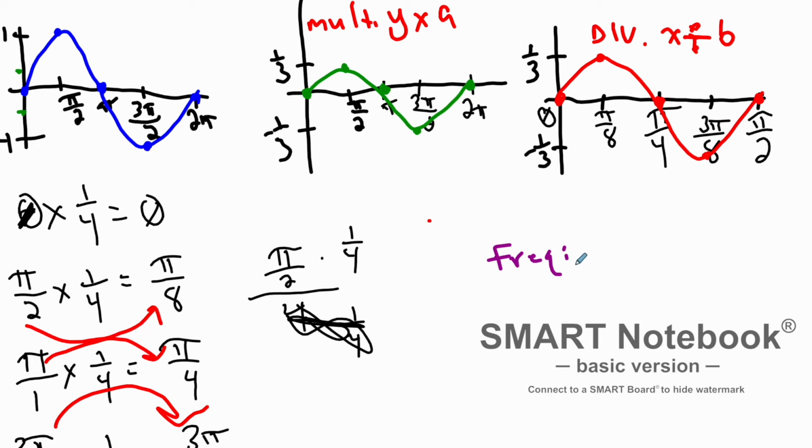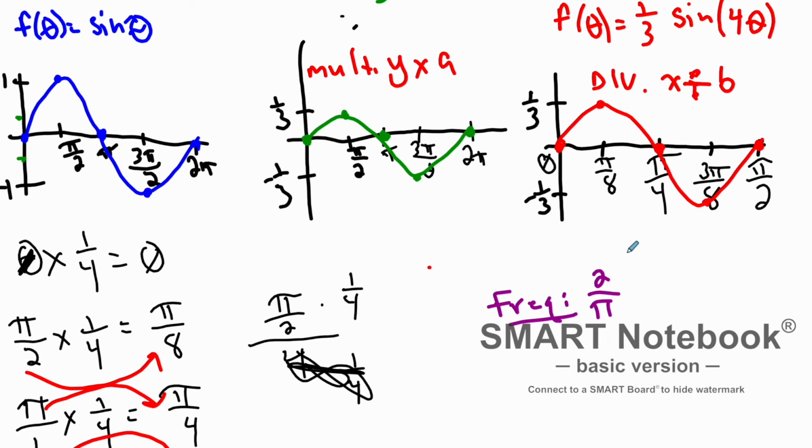I erased too much. The frequency is going to be pi. Nope. Let me back up again. Pi over 2 is the period, so the frequency is going to be the reciprocal of that, which is 2 over pi. All right, so there we go.